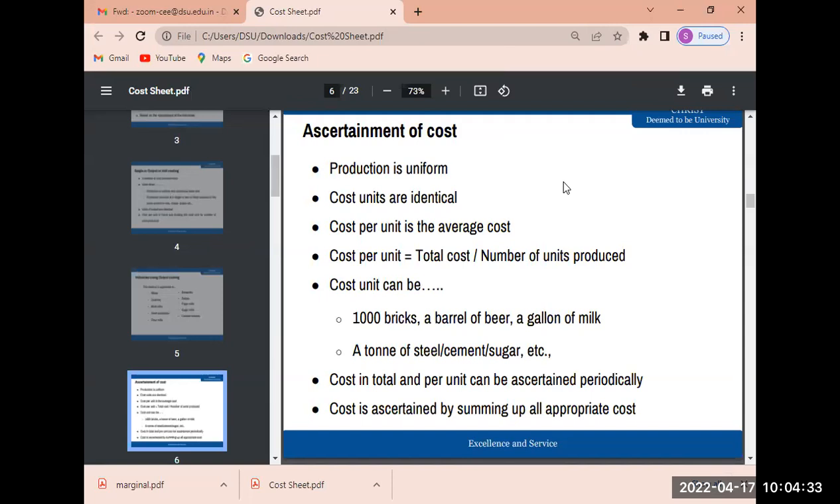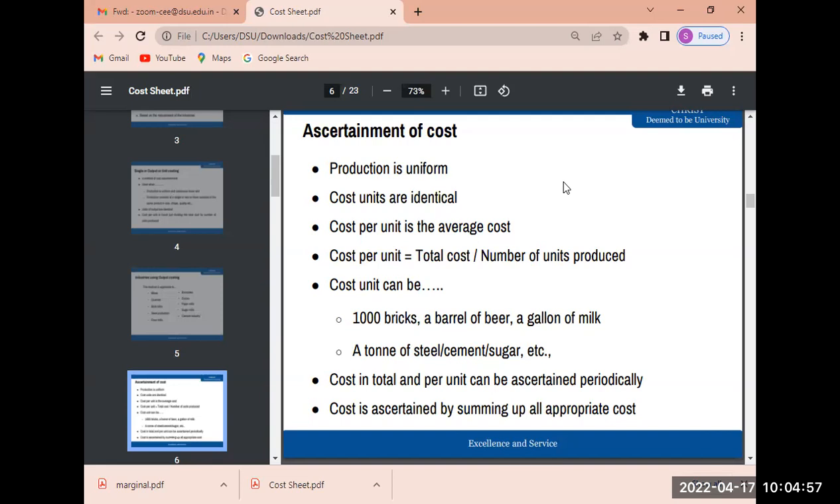So cost in total and per unit can be ascertained periodically. First month, how many units am I producing? What's the total cost I incurred? Number of units produced. What's the per unit cost? I can arrive at it periodically, weekly, or for some units maybe daily. It depends upon the production cycle, how long the production cycle takes. Yes, cost in total and per unit can be ascertained periodically.